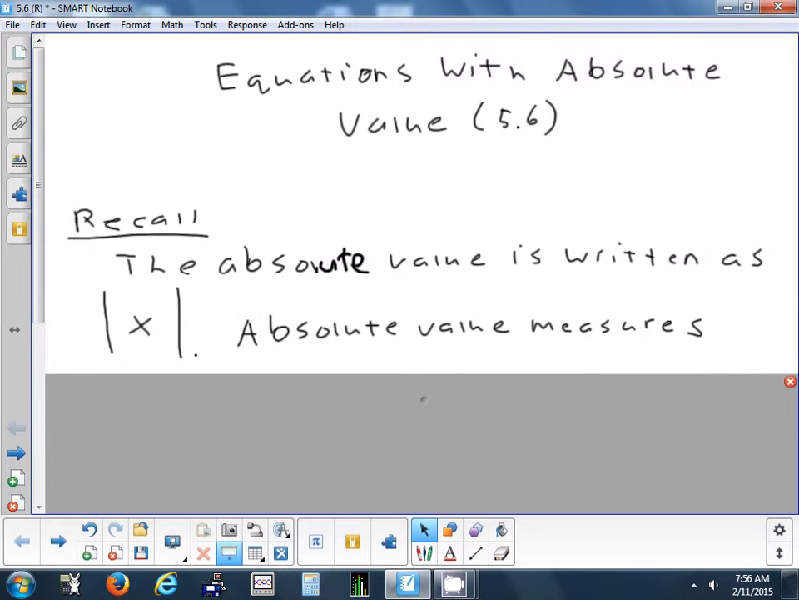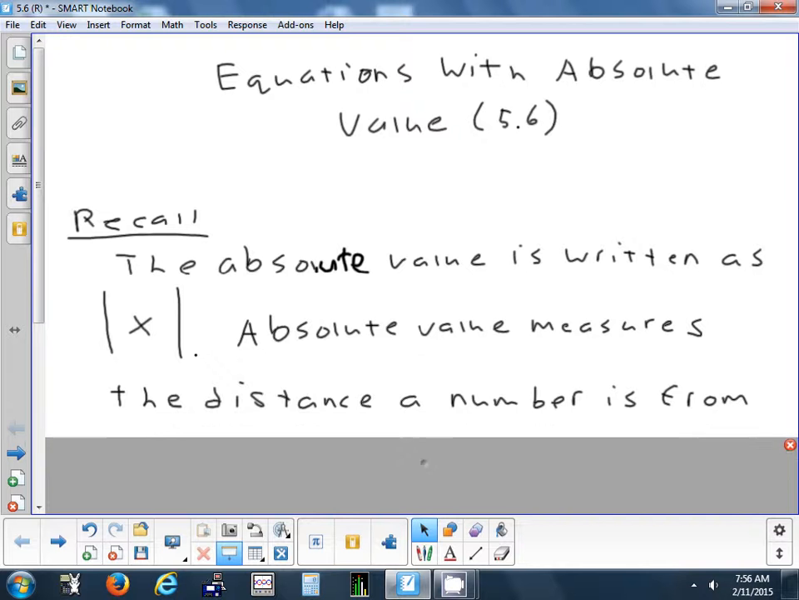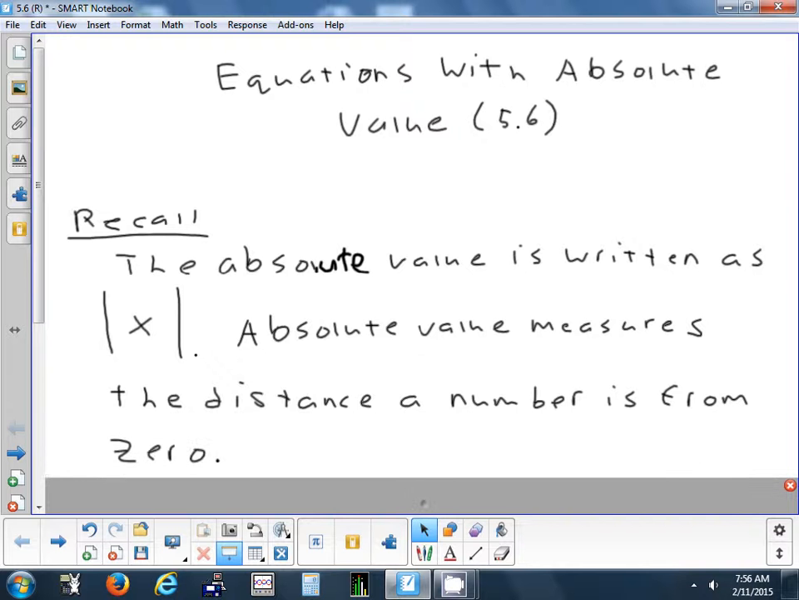Okay, just as a review, remember when you see the two vertical bars around an expression, that means that it's absolute value. Okay? And basically, absolute value measures the distance from zero. Since absolute value is a distance, the answer is always positive. If you calculate the absolute value of any number, it always comes out positive, or it could come out to zero, if you found the absolute value of zero.